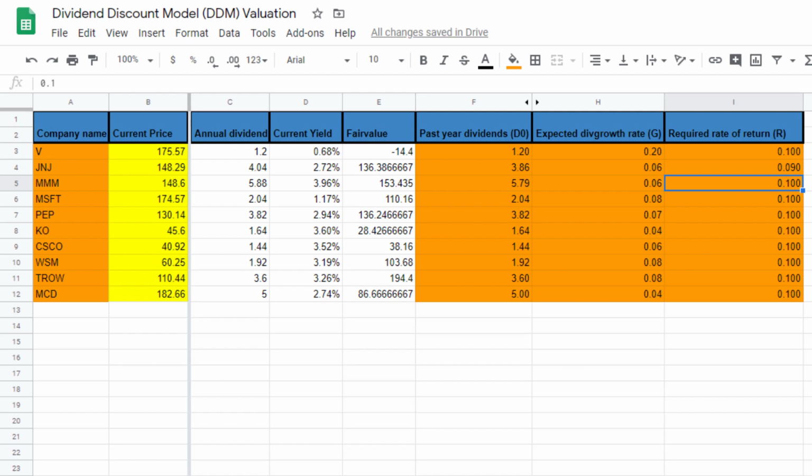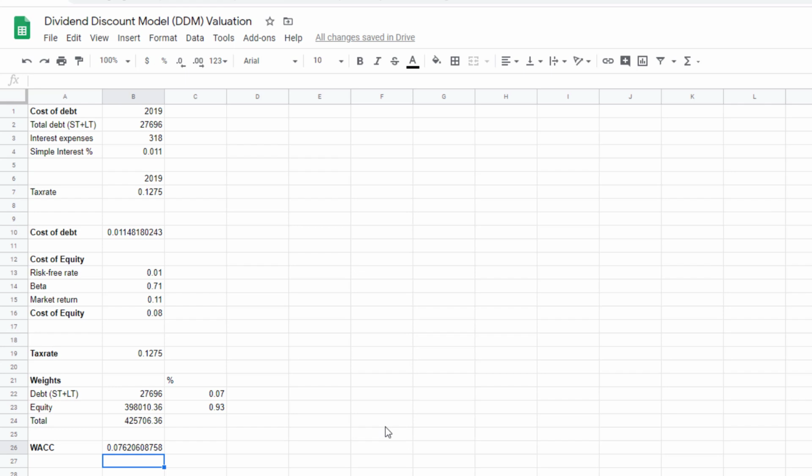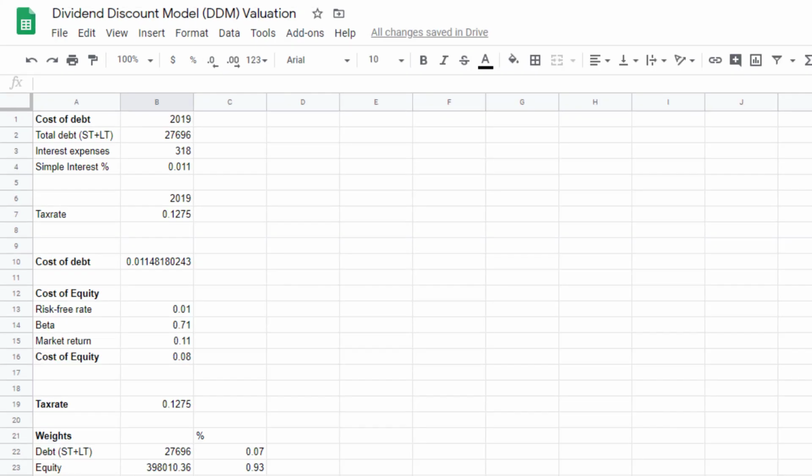I have another tab here that is already filled in with the data from Johnson & Johnson, but I will go through each item and show you where to find it. First, we have to calculate the debt of J&J. Later, we will also use this to calculate the weight of the debt on the total capital.